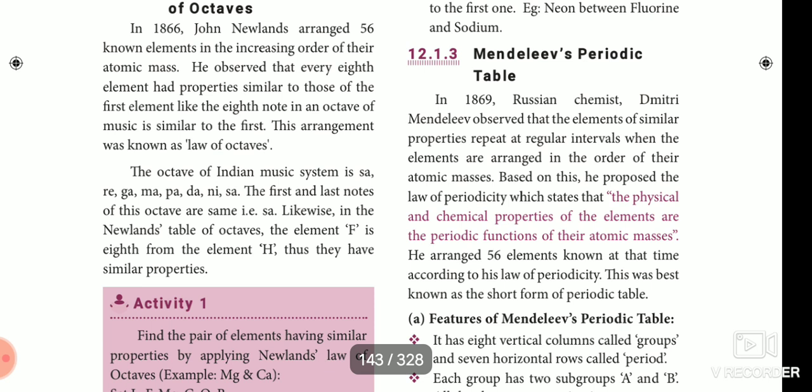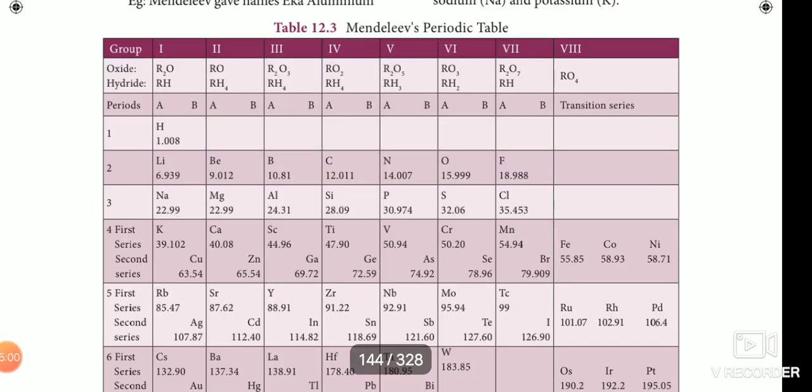So all of you underline: the physical and chemical properties of the elements are the periodic functions of their atomic masses. So he arranged 56 elements. So this is the Mendeleev periodic table. See the table, table number 12.3.